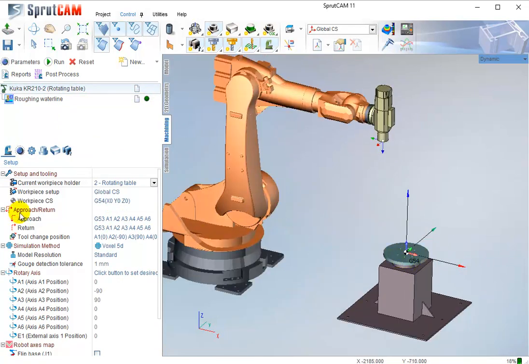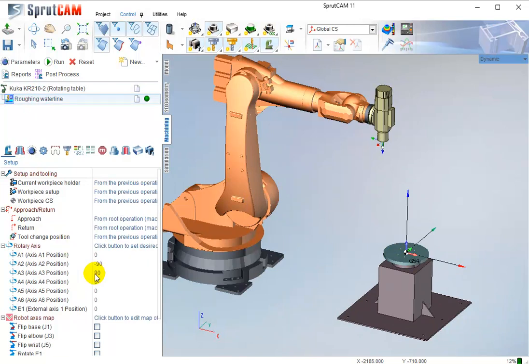Right now, if I go to operation and rotate the table, you can see that the coordinate system is fixed. In this way, the robot controller cannot control the feed rate of the motion when the table is rotating. So I recommend you tune the robot in SprutCAM another way.